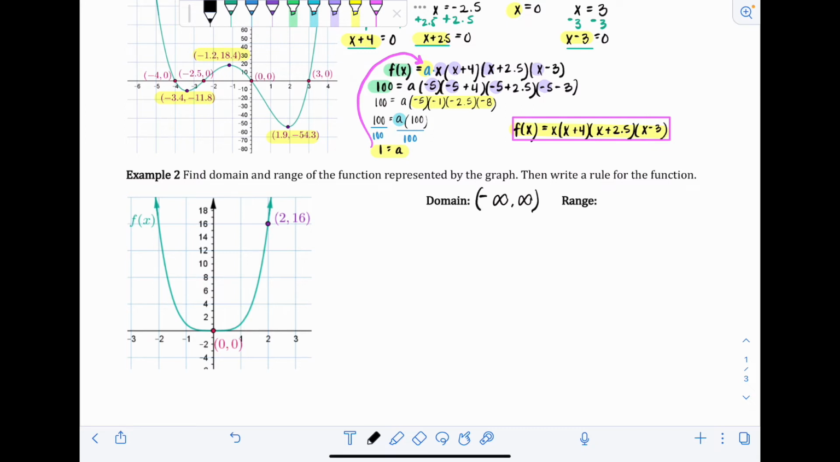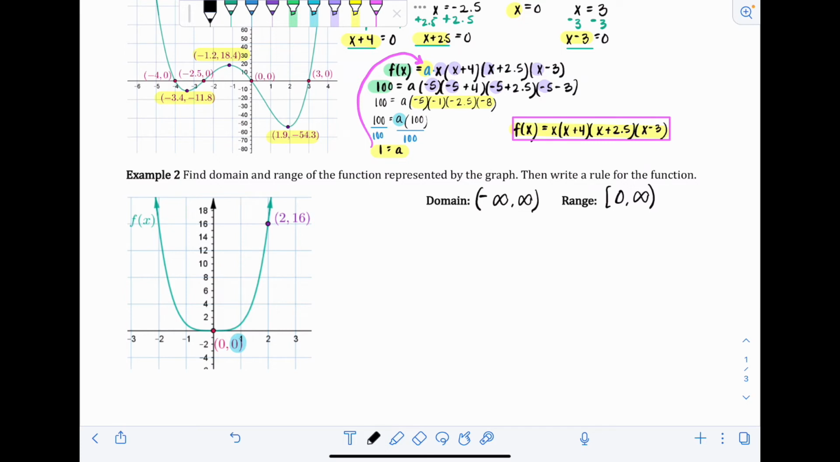And then the range is limited. You can see that there's a low point right here. For range, we only care about the y coordinate, so it's 0. And then it goes up from there. So if we're starting at 0 and going up, that would be 0 to infinity. And 0 is included within the range because we have a point there, so we'd put a bracket around 0 and a parenthesis around infinity.